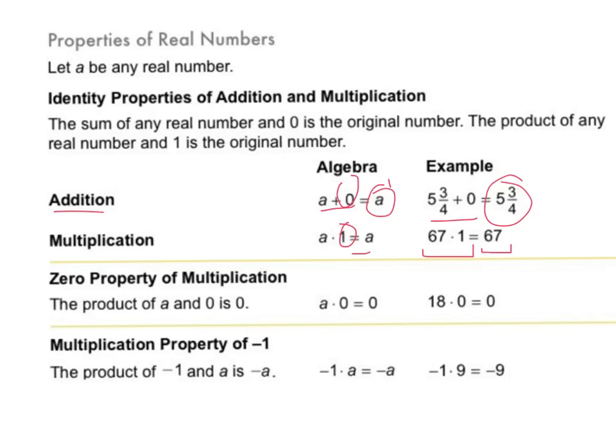Okay, zero property of multiplication is exactly what the name is. You multiply by 0 to get 0. Anything times 0 is 0, just like that numerical example there. And multiplication property of -1. Well, what happens when you multiply a number by -1? You get the opposite of that number. So -1 times 9 equals -9. Or if we took -1 times -9, you'd get the opposite of -9, which is +9. Okay, so that is your multiplication property of -1.